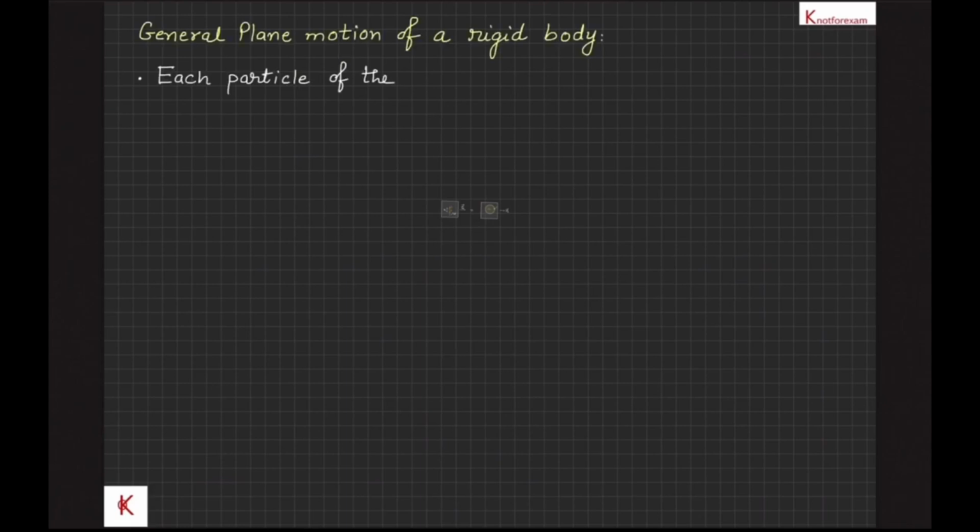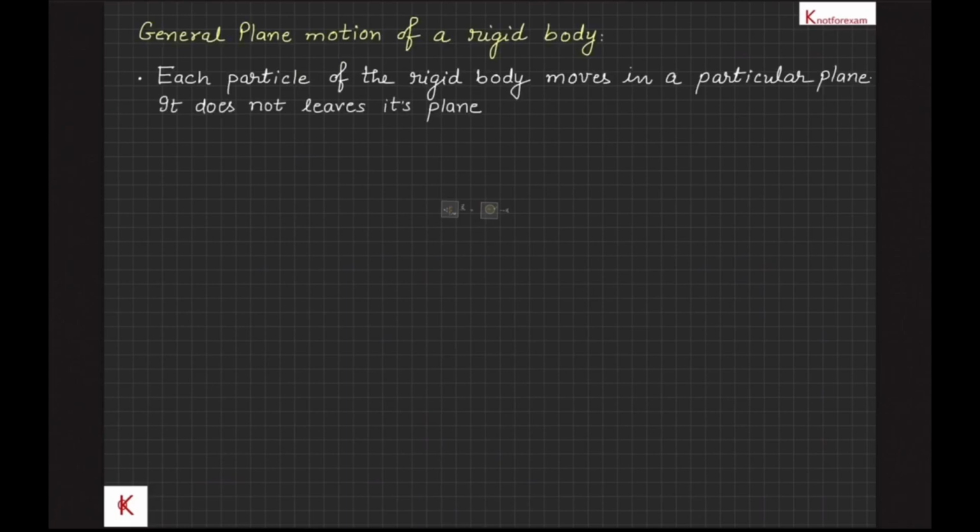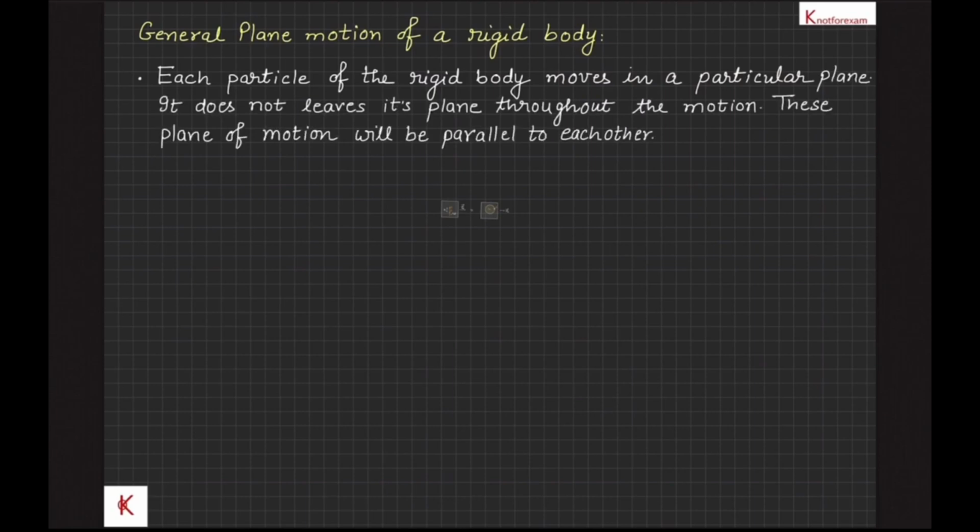We are going to discuss general plane motion of a rigid body. In general plane motion of a rigid body, each particle of the rigid body moves in a particular plane and does not leave its plane throughout the motion, and all these planes of different particles of the rigid body will be parallel to each other. Let's take a look at the given figure.